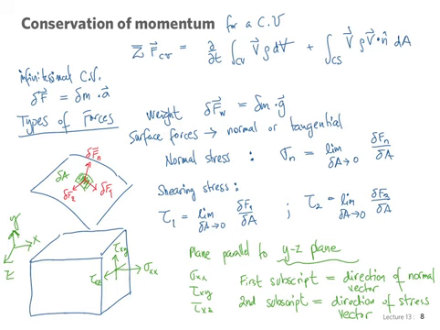And there's also a sign convention. Let's see, how do I say? If the outward normal points in the negative coordinate direction, then the stresses are considered positive when they also point in the negative direction. So let's be clear about that.